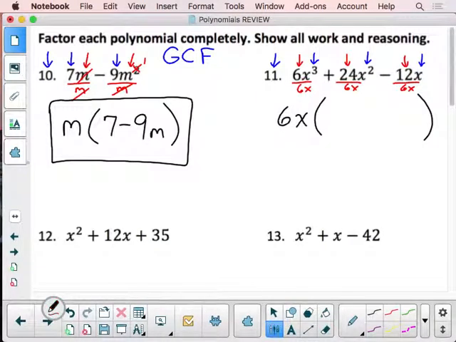Well, in that first term, the 6's would cancel, one of the x's would cancel, and I'd be left with x squared. That is all that remains from that first term. In the second term, 24 divided by 6, I'm going to get a +4. And if one of those x's cancel, I'll still have 1 remaining. And in the last term, -12 divided by 6 is -2, and the x's will cancel altogether. So this would be all I'd have.